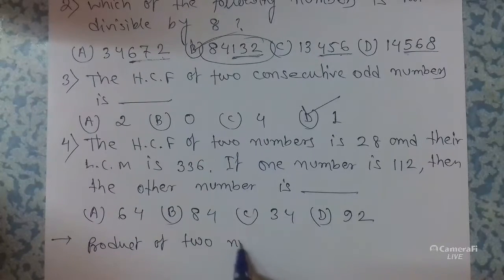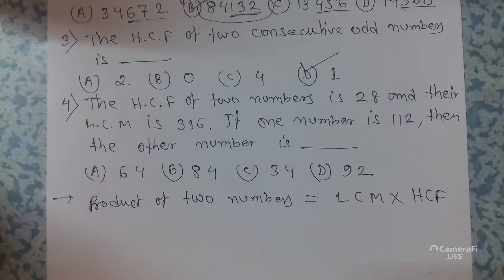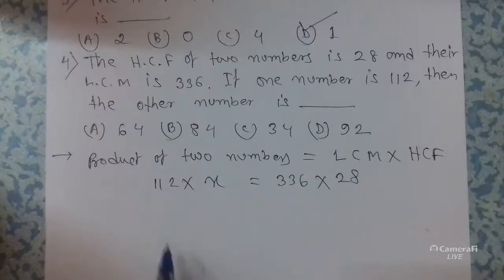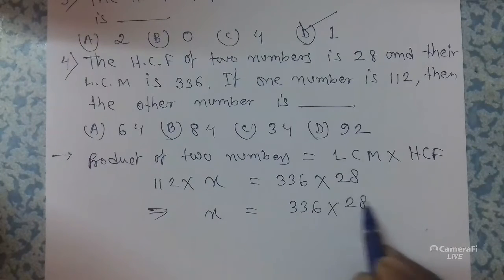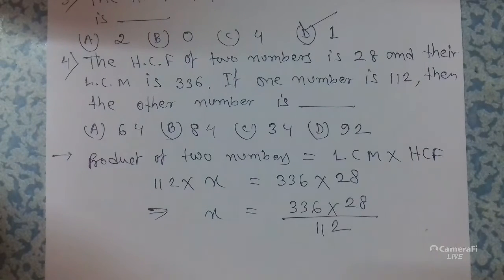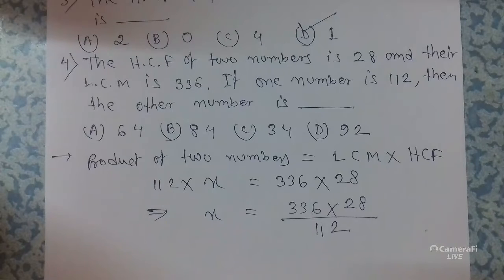two numbers is equal to their LCM into HCF. This formula you have to remember, that product of two numbers is equal to LCM into HCF. So one number is given, that is 112, and another number, suppose x, and here LCM is given, that is 336 and HCF is 28. Now solve it. So this implies x is equal to 336 multiplied by 28 divided by 112. Now we have to calculate it.